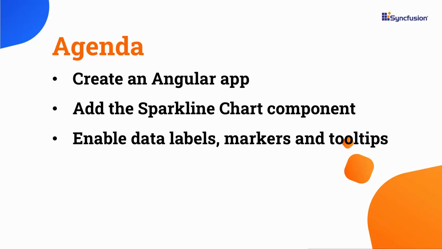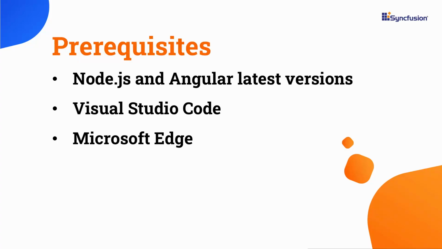I will also show you how to change the Sparkline chart type and enable some of its features, such as data labels, markers, and tooltips. Before proceeding further, make sure you have installed the latest version of Node.js and Angular. I'll be using Visual Studio Code as the editor and showing the output in the Edge browser. Let's start the application creation process.